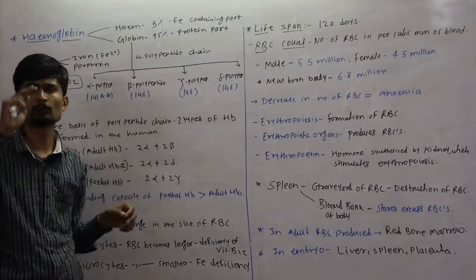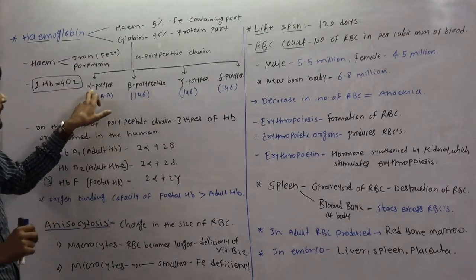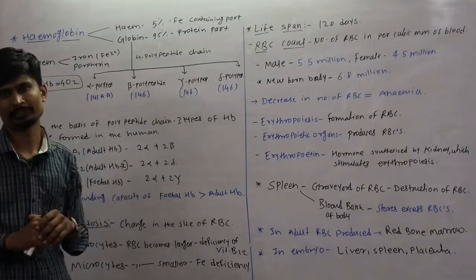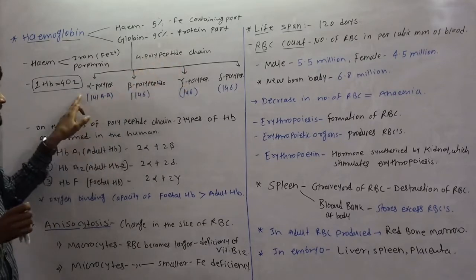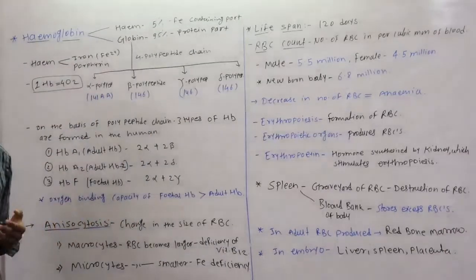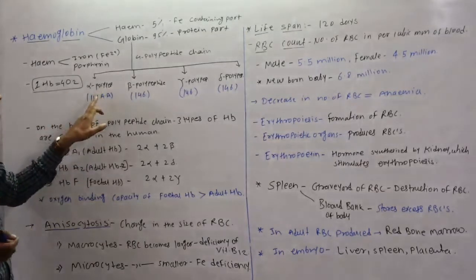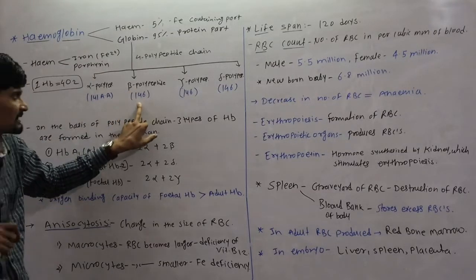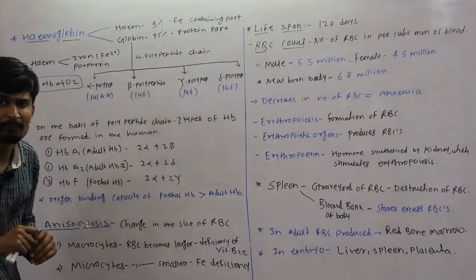Now the globin. Globin is made up of 4 polypeptide chains. These 4 polypeptide chains are alpha, beta, gamma and delta polypeptide. Now these are polypeptides, so there should be amino acids. So the number of amino acids is also given. Alpha polypeptide is made up of 141 amino acids, beta polypeptide is made up of 146 amino acids, and the remaining gamma and delta are also made up of 146 amino acids.